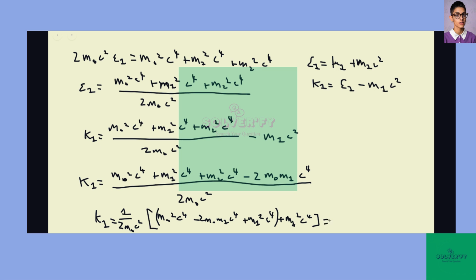So now we have K1 is equal to 1 over 2 M0 C squared times M0 C squared minus M1 C squared, I'm running out of room, minus M2 C squared squared. So I'm going to create another page so I can redo that, just so it's easier to see.